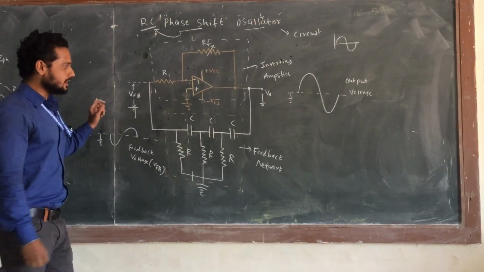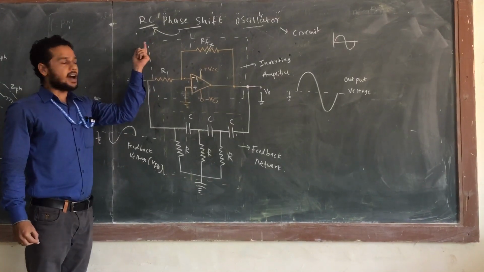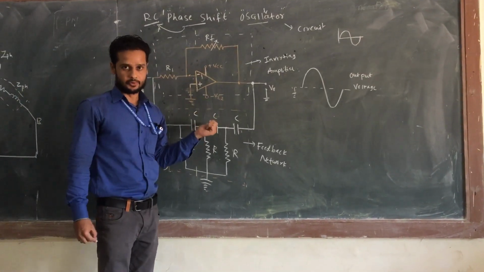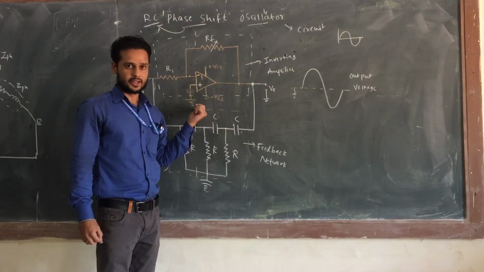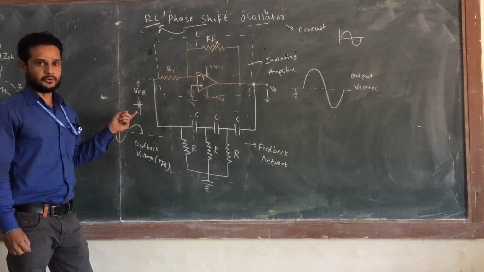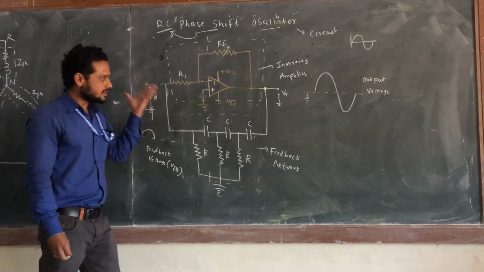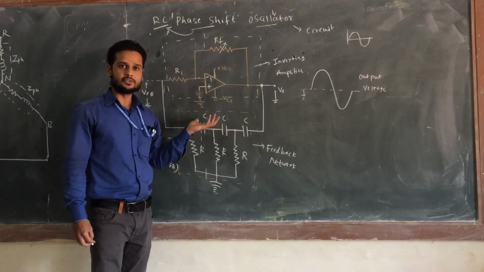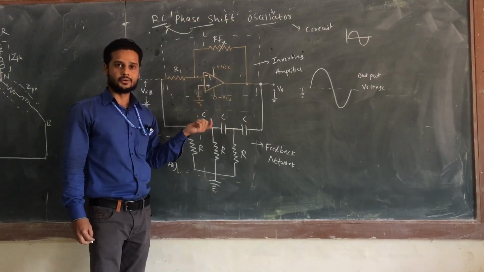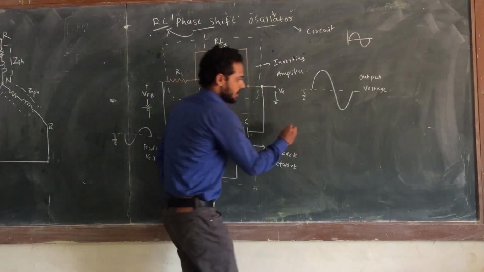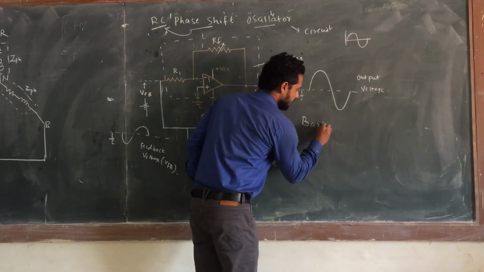Now the question is: by making use of this RC phase shift oscillator, how is it possible to produce a sine wave output having one particular frequency? In order to achieve that objective, certain conditions have to be satisfied. For sustained oscillations in any sinusoidal oscillator, certain conditions known as the Barkhausen criteria must be satisfied. Those are the Barkhausen criteria.